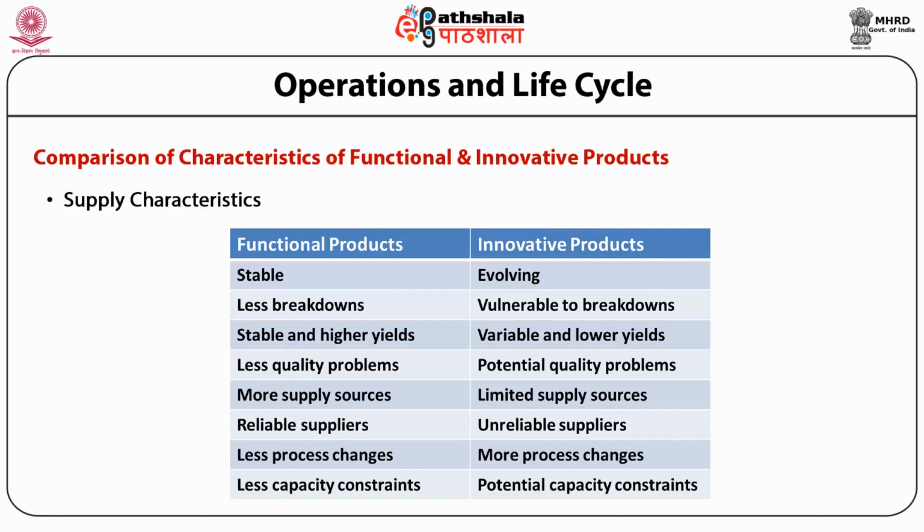Functional products carry more supply sources. Innovative products carry limited supply sources. Functional products carry reliable suppliers. In the case of innovative products, suppliers are unreliable. Functional products have fewer process changes, whereas innovative products have more process changes. Functional products have fewer capacity constraints, whereas innovative products have potential capacity constraints.